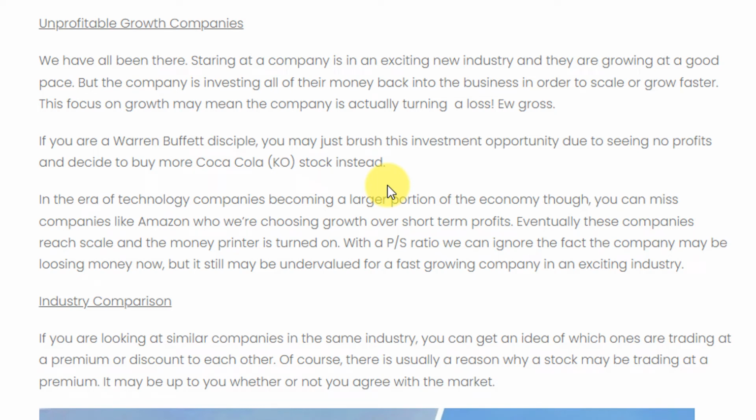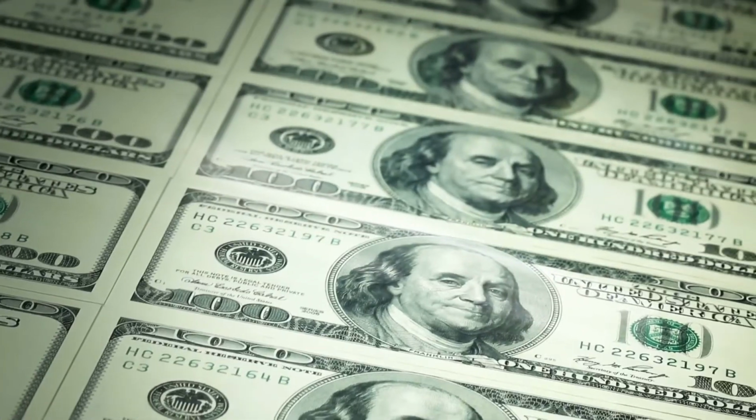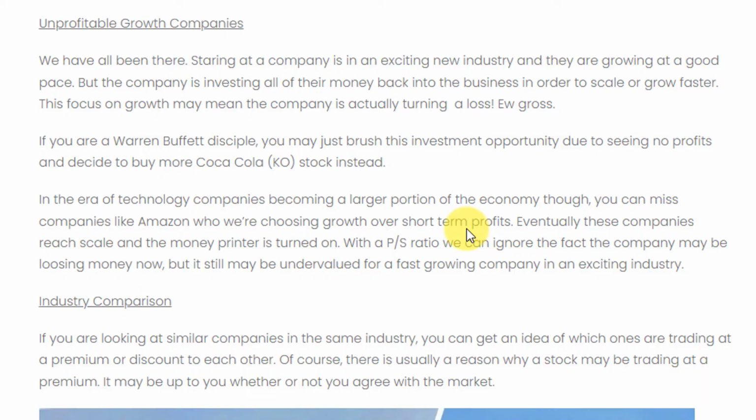So if you're a Warren Buffett disciple, you're probably not going to be touching these stocks, but you can miss out on decent returns as these companies have potential to scale, and then at some point they start becoming a money printing machine, something like Amazon. If you do use a price to sales ratio over a profitability metric, you may actually see that some of these companies are relatively undervalued compared to their peers or the industry themselves and the potential that they have.